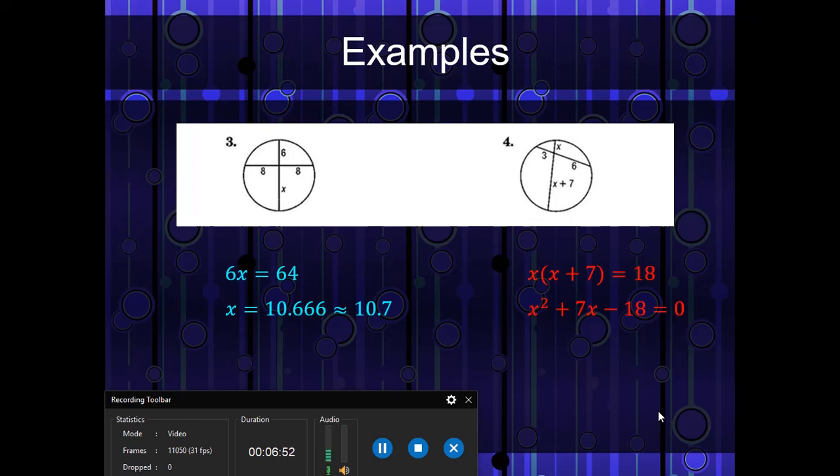We're going to factor our quadratic. So we need two numbers that multiply to negative 18 and also add up to 7. The factors are x plus 9 and x minus 2. And when I set these factors equal to 0, one root is at negative 9. We cannot have a segment length that's negative. It doesn't make any sense. So we'll accept the second root, saying that x equals 2.